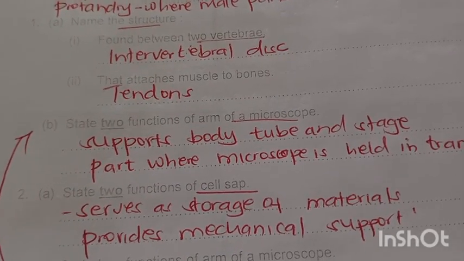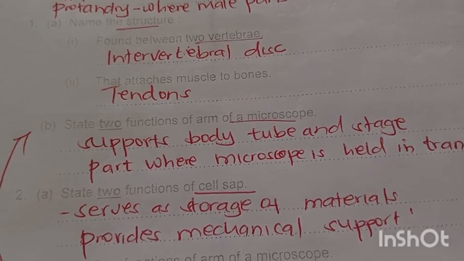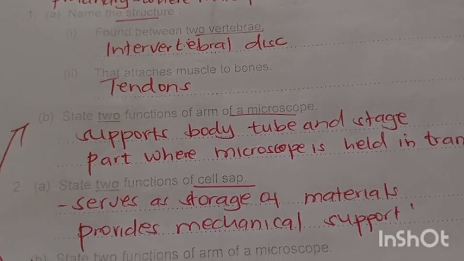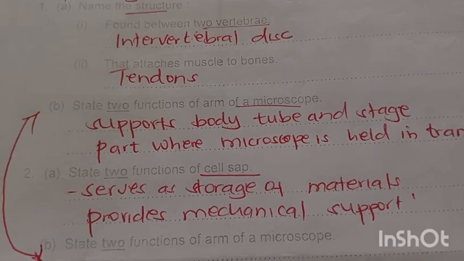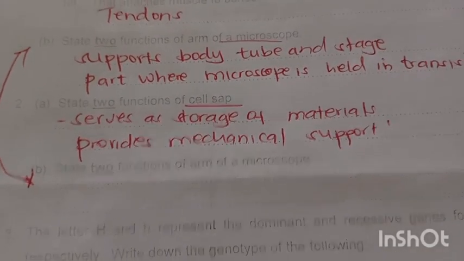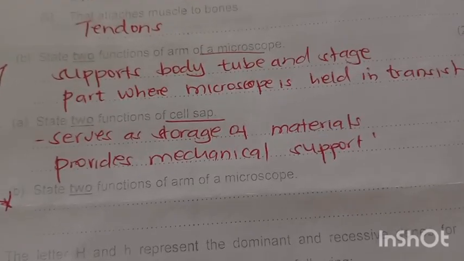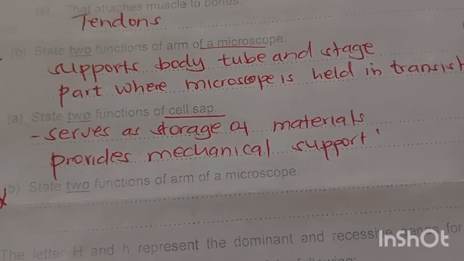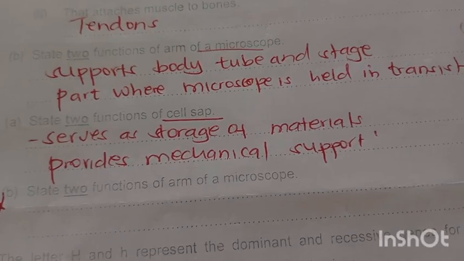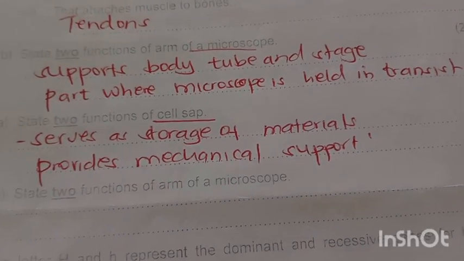Name the structure that is found between two vertebrae. It's called the intervertebral disc. That attaches muscles to the bones. It's called tendons. State 2 functions of the arms of the microscope. It's the part of the microscope that supports the body tube and the stage, and also it is where you hold the microscope in transit.